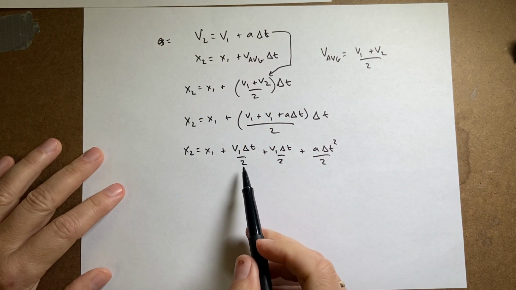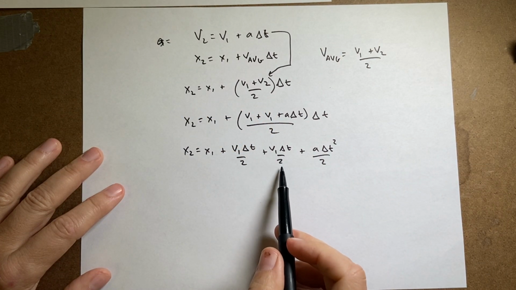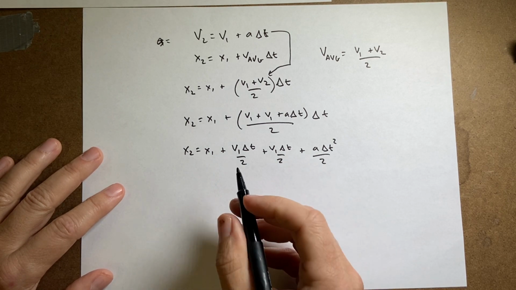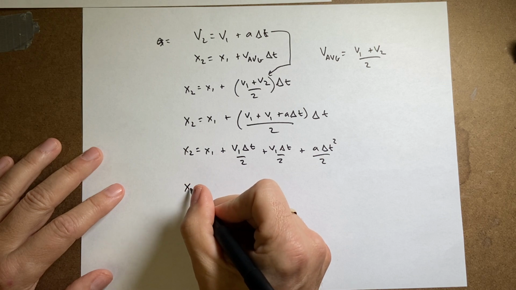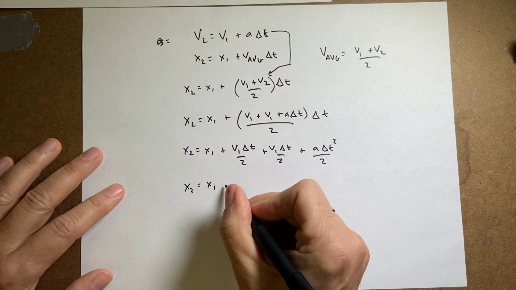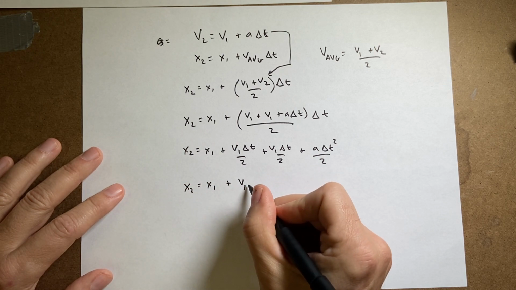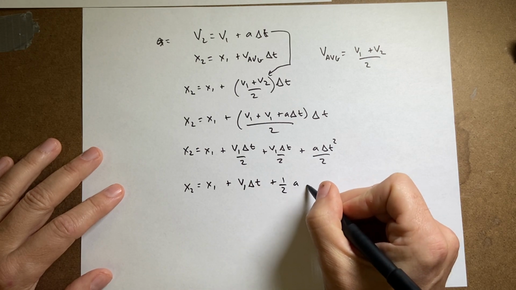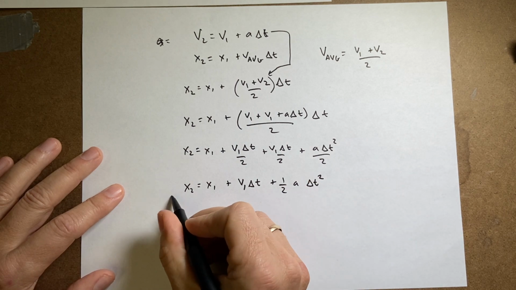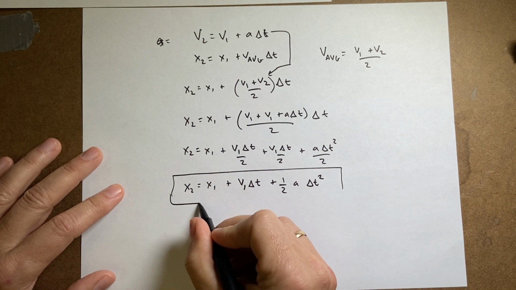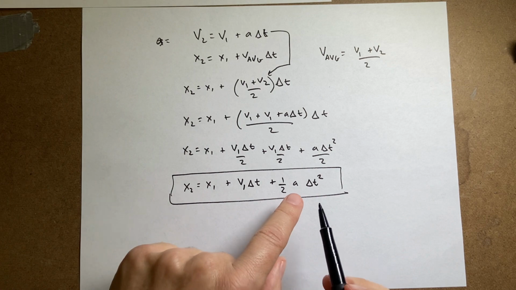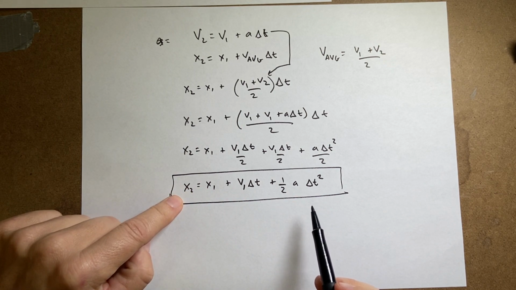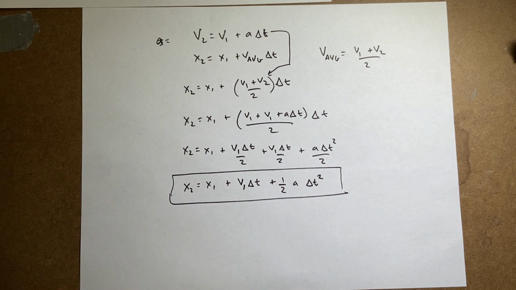So this v1 delta t over 2 and v1 delta t over 2 is just v1 delta t. And this is 1/2 a delta t squared. So I get x2 is x1 plus v1 delta t plus 1/2 a delta t squared. This is a really powerful kinematic equation. This says that if I know the acceleration and the initial velocity and the initial position, I can find the new position. So I don't even need to know the final velocity.